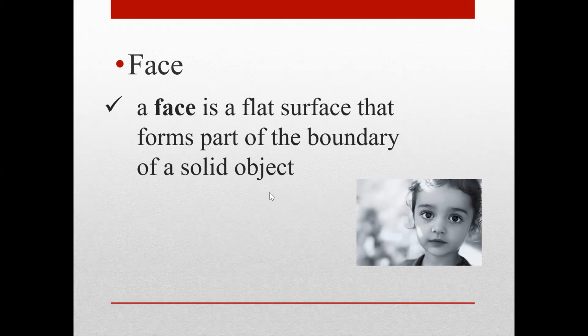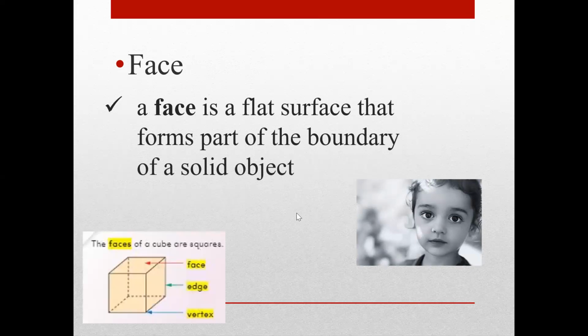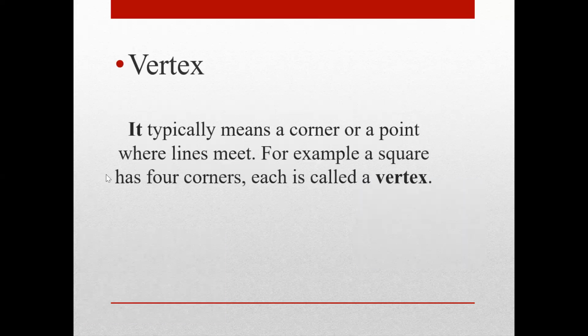Now face is a homograph. What is a homograph? Two words that are spelled exactly the same but mean totally different. Now for all of us, children and adults alike, this is our face. But in a three-dimensional shape, whatever is seen from the outside, this side here, is known as face.